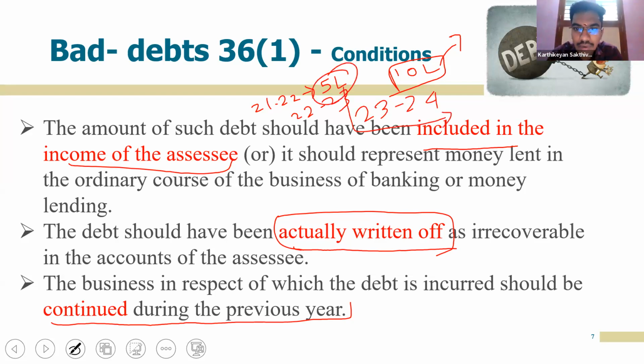If it is going to become bad in the year 23-24, there are 3 conditions to be satisfied for me to claim the bad debt deduction. The first condition: it should be included in the income of the assessee. I took over this business in 22-23. Have I included the 5 lakhs in 22-23? No. In 23-24? No, right? So basically I have not even included this in my income. Since it is not included in my income, can it be said that I cannot claim the reduction?